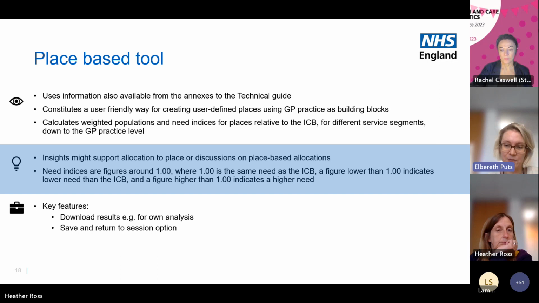So the key insights from the tool are those need indices, which show need relative to the ICB as a whole. And so the need of the ICB as a whole would be 1. If you have a need index of less than 1, that represents less need compared to the ICB for that place, and above 1 would represent more need relative to the ICB. So what this tool does is it allows you to download those results as well as save your session.